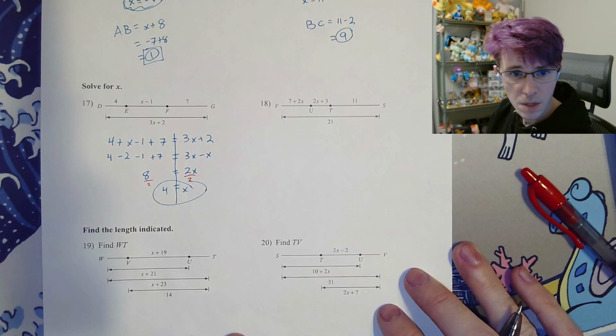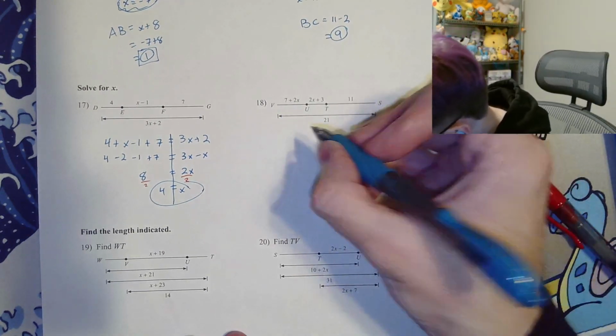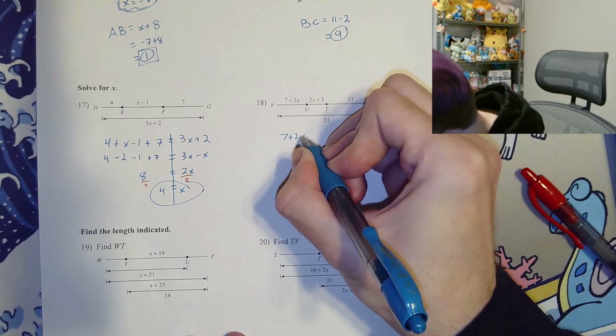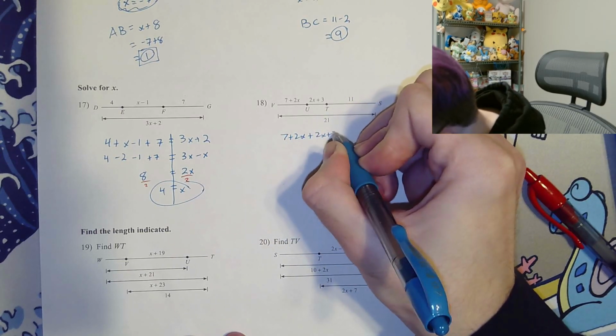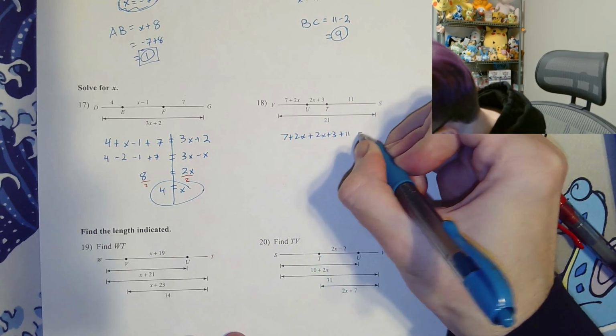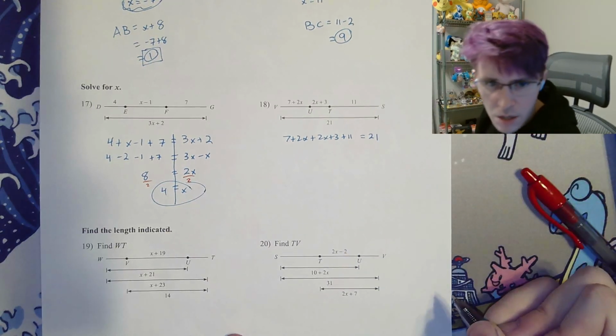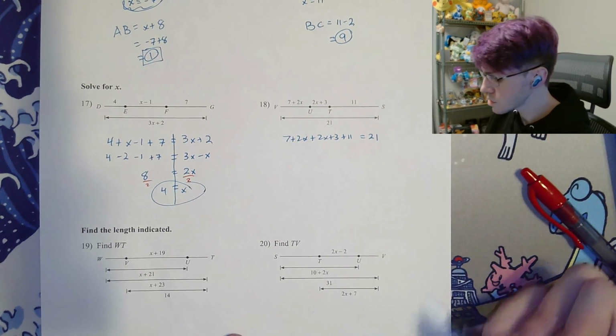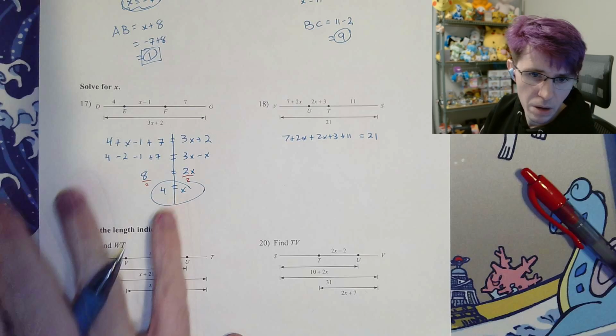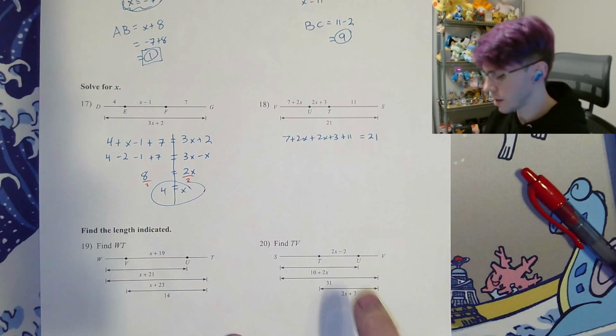Number 18 now. So number 18, same exact idea. 7 plus 2x plus 2x plus 3 plus 11 is equal to 21. Showing much less work on this one now. So let's do this one in the fast way. So this one as slow as possible. Over here, fast as possible.